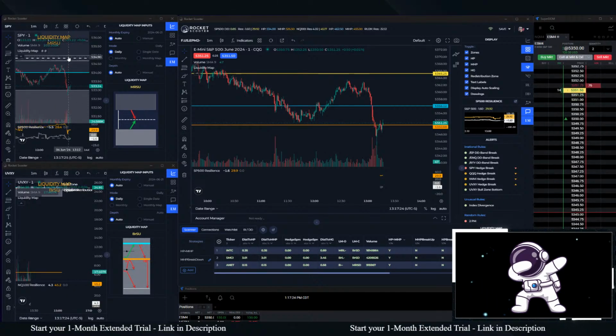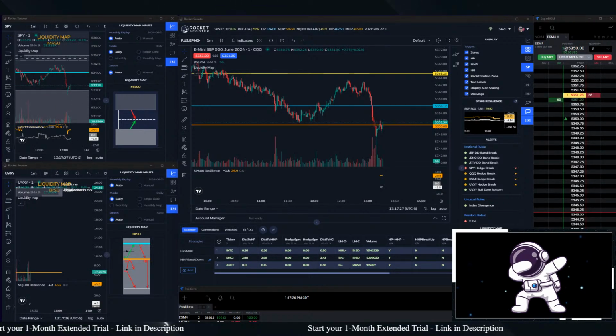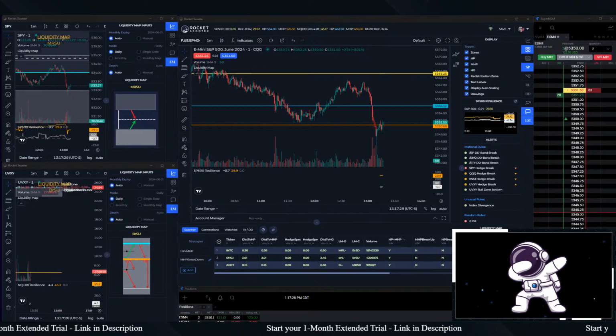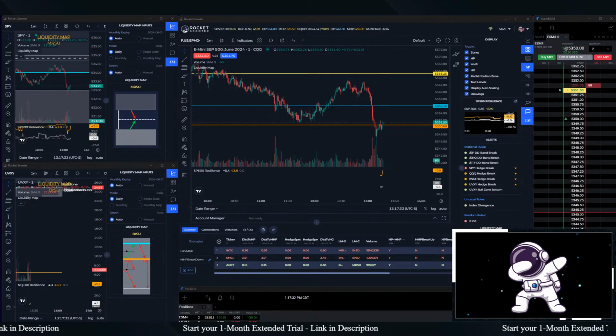We know how this goes. I'm looking for a hedge pressure tap from here. A little bit. See if it works. Let's grab 2 contracts. Nothing big. Nothing crazy.